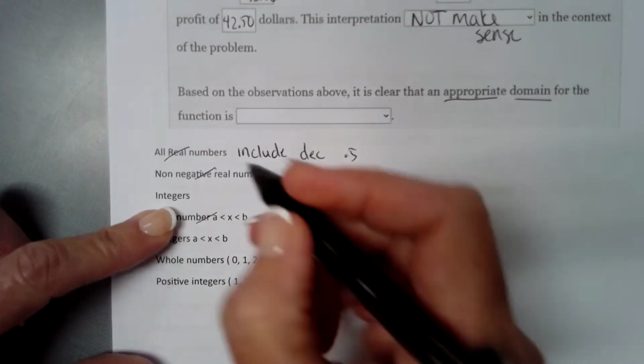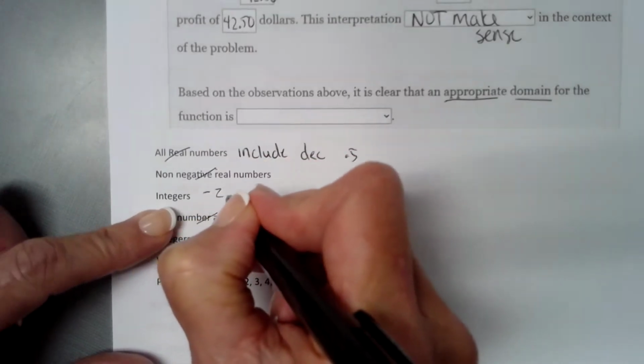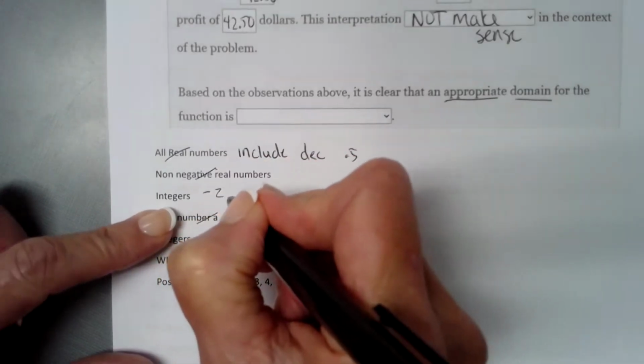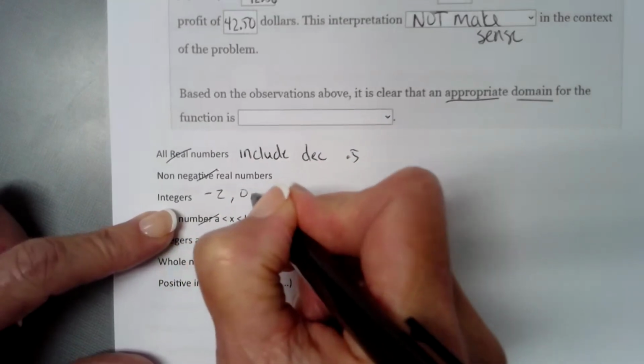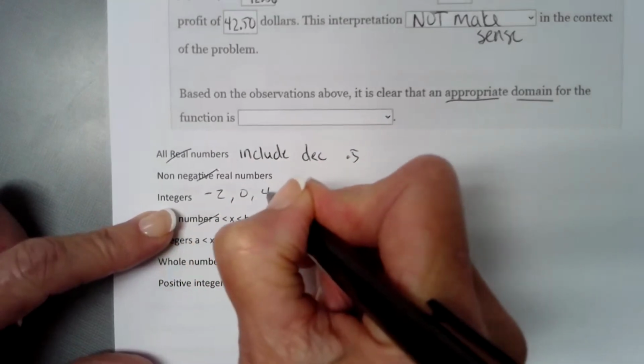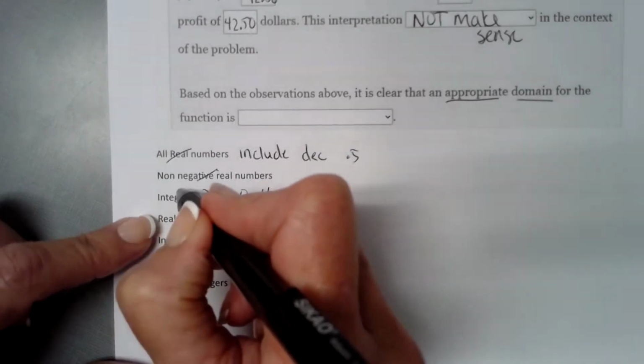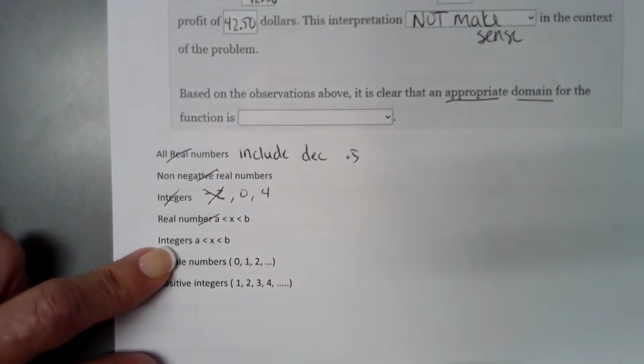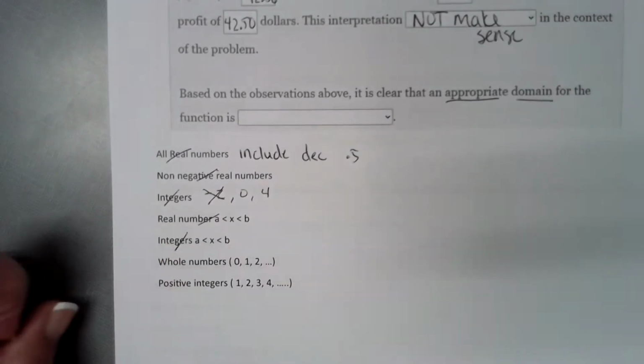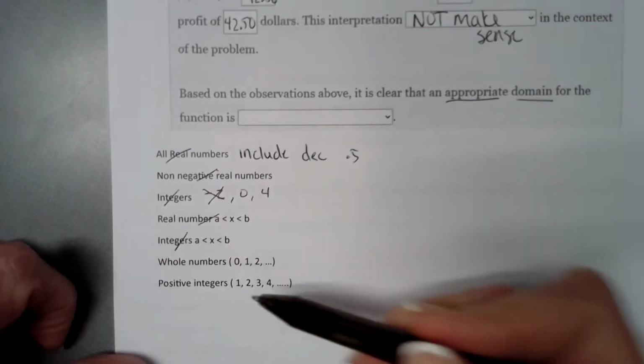Integers, keep in mind, integers include negative numbers, like -2. It can also be 0. It can also be positive numbers, but we're not going to sell a negative number of shirts. So integers doesn't make sense. Again, integers between 2 numbers doesn't make sense. So we're down to these 2.